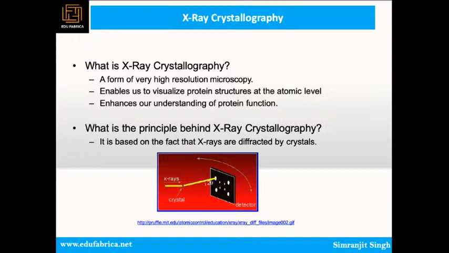And what is X-ray crystallography? It's a form of very high resolution microscopy, enabling us to visualize protein structure at the atomic level to enhance our understanding of the protein functions. So it is based on the X-rays that are diffracted by the crystals. You have a crystal here in the center, you have X-rays and they get diffracted at some angle and are spotted on the detector, and then we rotate around this crystal and make a figure out of it.